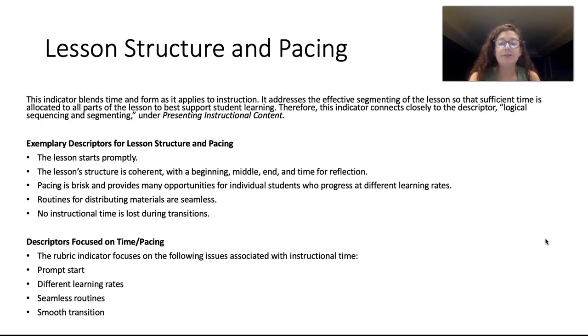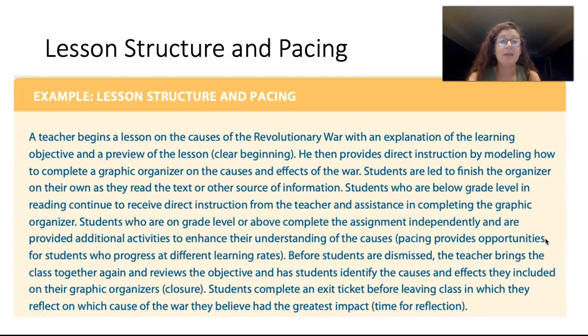The rubric indicator focuses on the following issues associated with instructional timing: prompt start, different learning rates, right? We're going to have students who are going to catch on very quickly to some concepts, and we're going to have some students that are going to need a little bit more time and they're going to need a little bit more practice. Seamless routines and smooth transition. Now, again, when you're a new teacher, you're working on that, right? You're working on trying to figure out the best way for you to give out materials, the best way for students to come in, get what they need, and get started with their bell ringer. And so sometimes that takes a little bit of time and practice before you really get to a 3, 4, or 5. So here's an example.